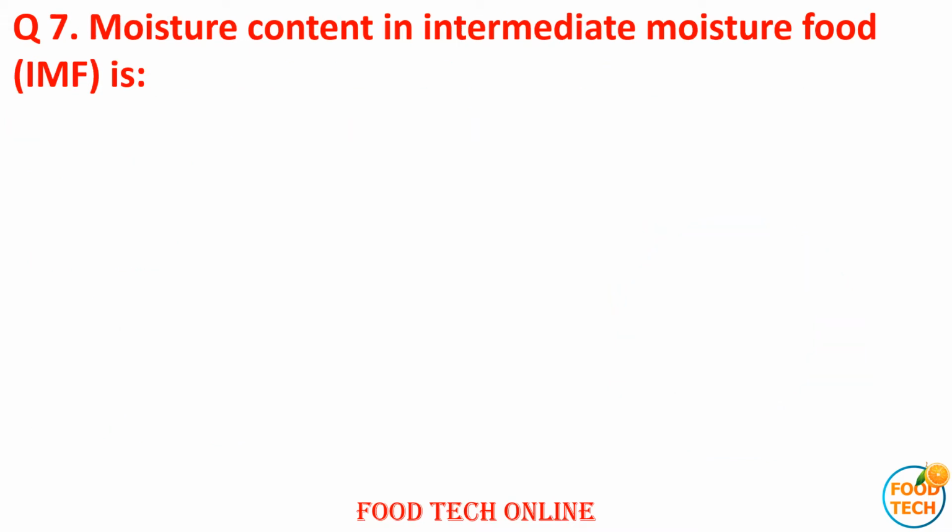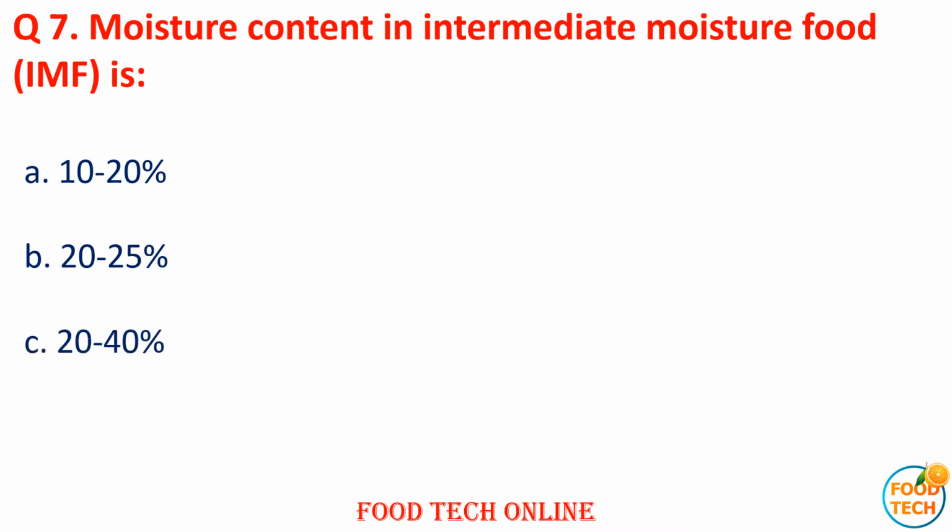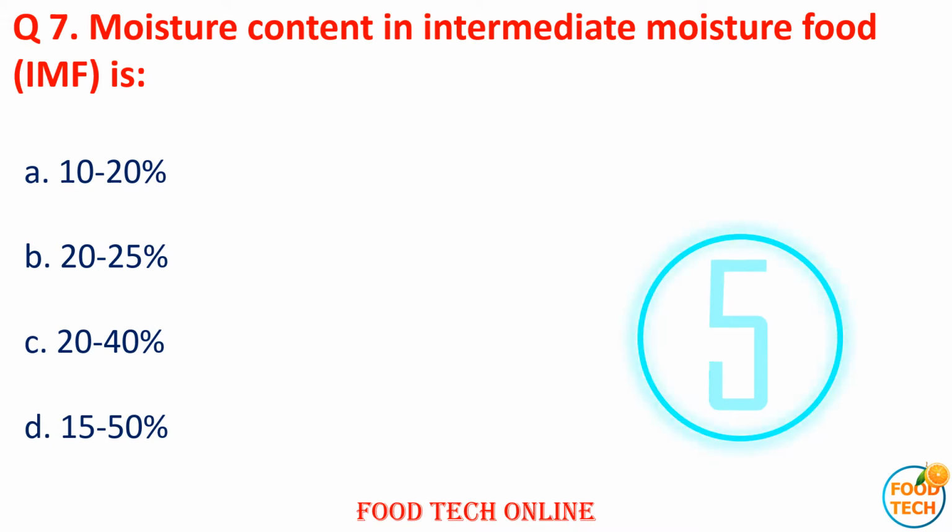Question 7. Moisture content in intermediate moisture food is A. 10 to 20%, B. 20 to 25%, C. 20 to 40%, D. 50 to 15%. Answer C. 20 to 40%.